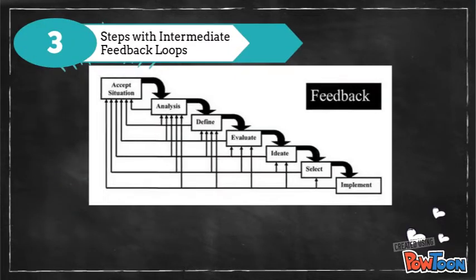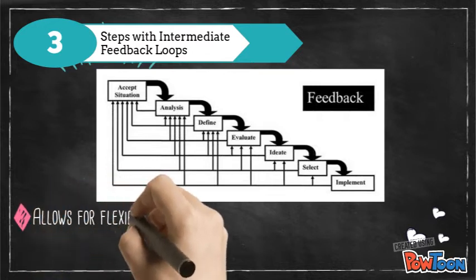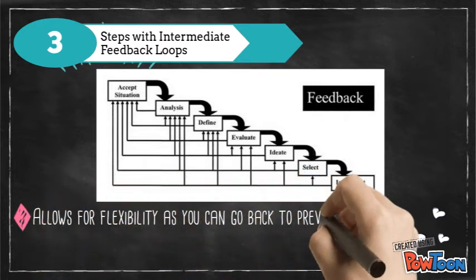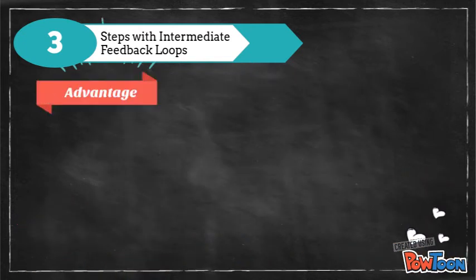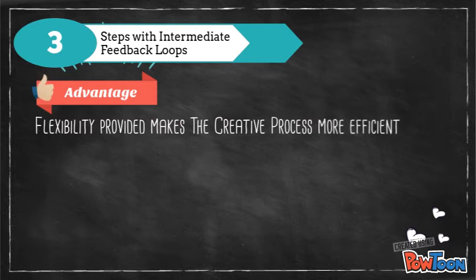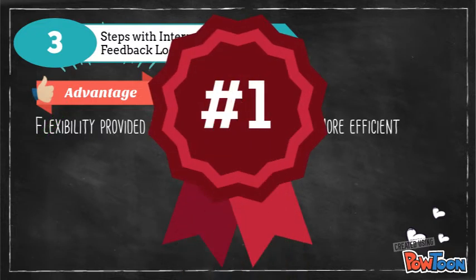Then, there is steps with intermediate feedback loops, which is pretty self-explanatory. This method allows for flexibility as you can go back to previous steps and make changes if needed. An advantage, therefore, is that flexibility provided makes the creative process more efficient, which is ultimately the goal. So, this being said, this is possibly the best method since it's most logical.